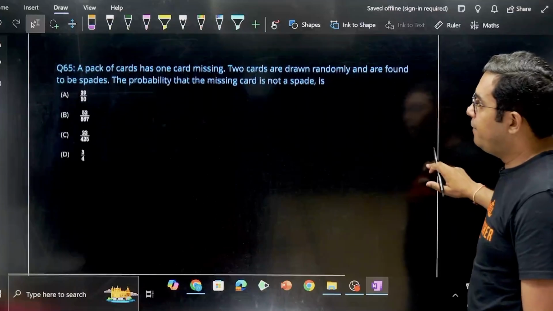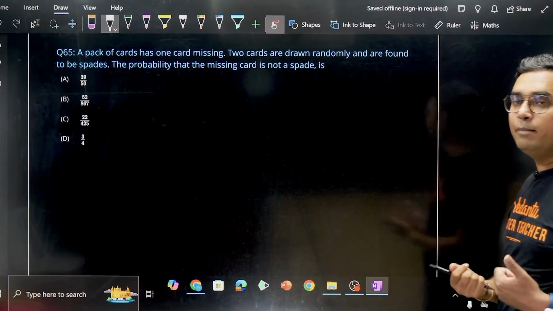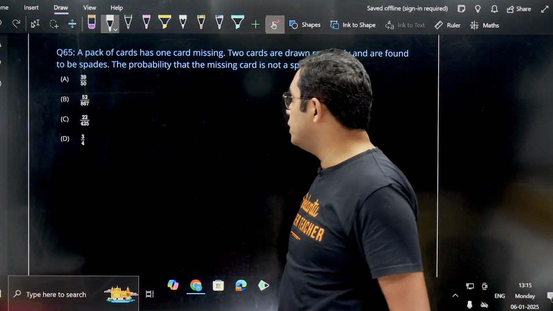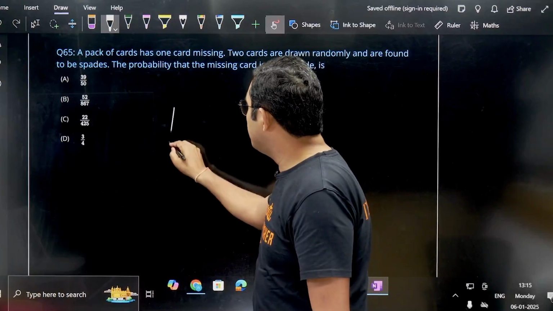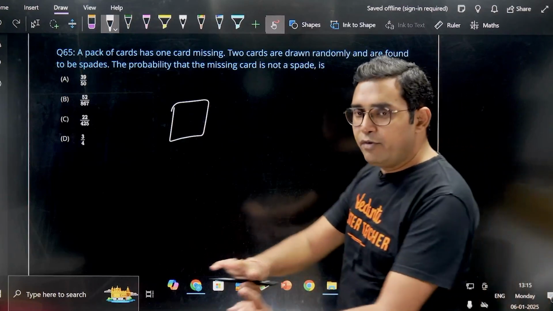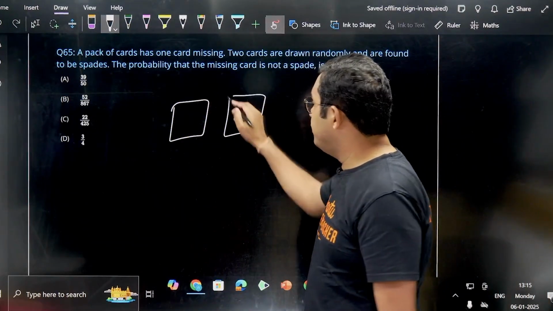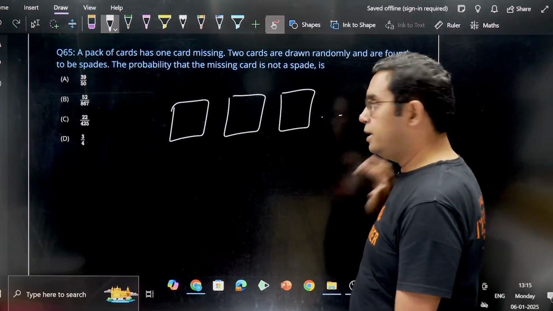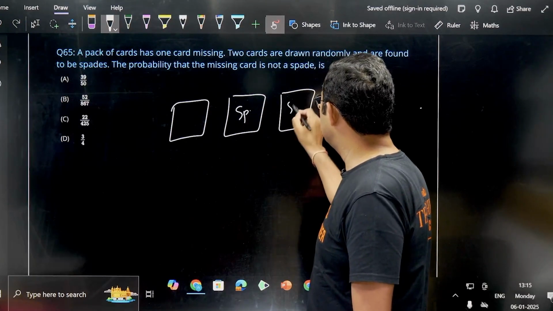65. A pack of cards has one card missing and two cards are drawn randomly and they are found to be spade. Now please listen carefully how I am going to tell you this question. You can do otherwise, it is given in the solution. Suppose the first card which was actually lost, let us say it was not lost, we have put it somewhere else. We don't know which card is there. So then we are drawing two more cards, one here and one here, and so on. Other cards are there. So these two cards we know they are spades. This is spade, this is spade.